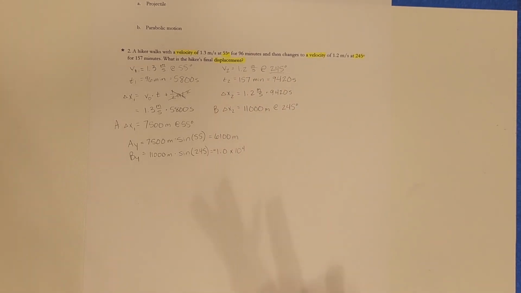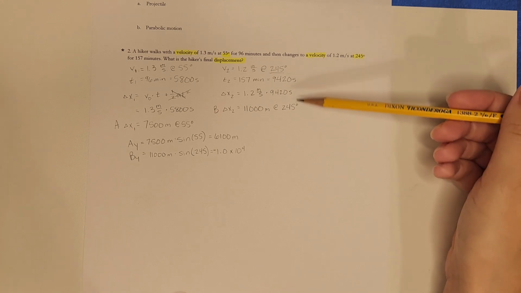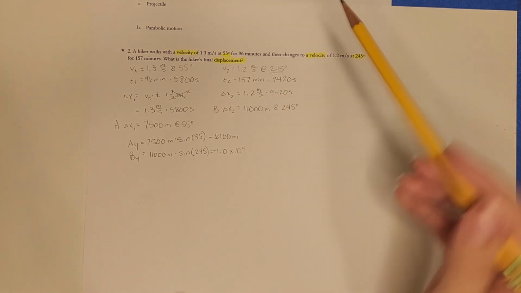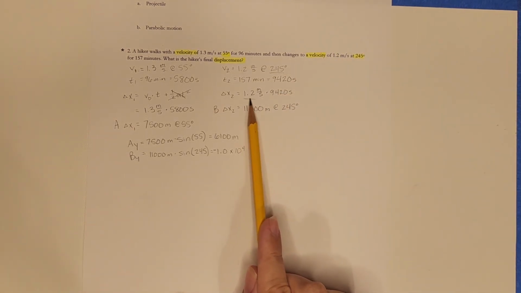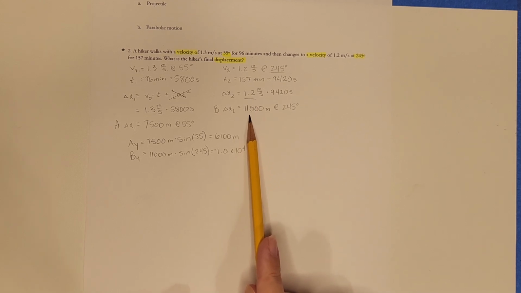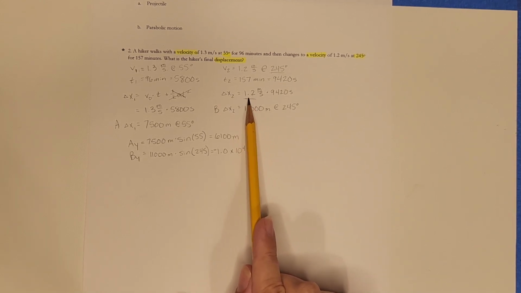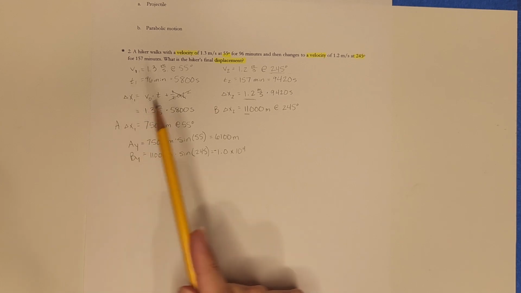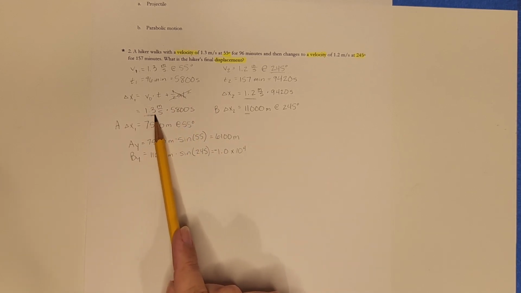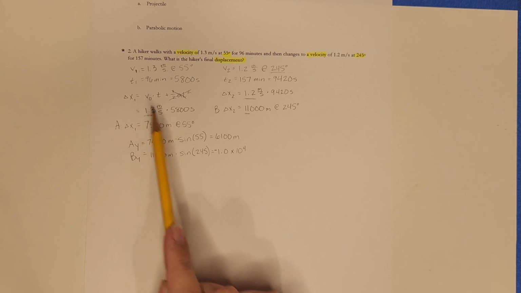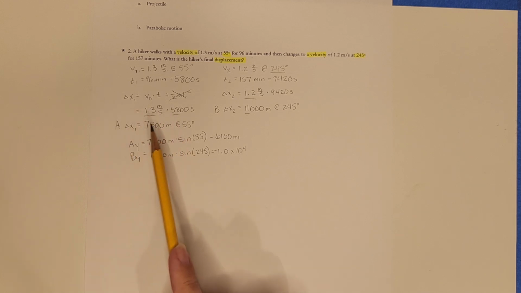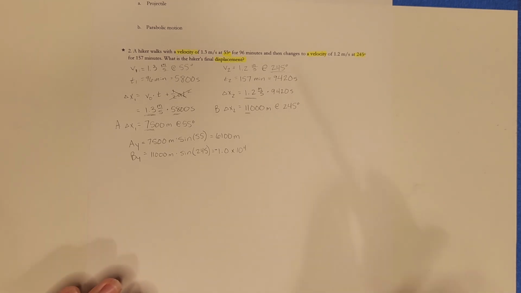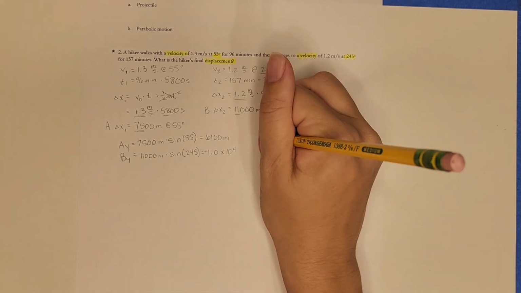Now, I think I skipped over this, but remember, we keep significant figures. When I did this delta x2, 1.2 meters per second, two significant figures, we're only at 11. And same thing here. We had 1.3 meters per second, and there were two significant figures here also. So we are at two significant figures with that 7,500. Okay, so now let's do our x values.